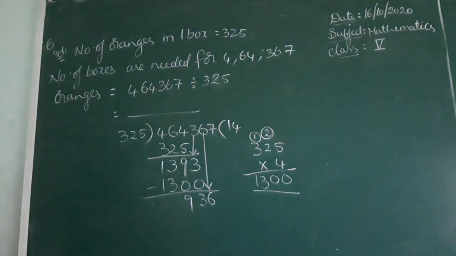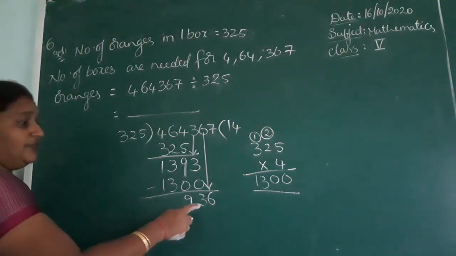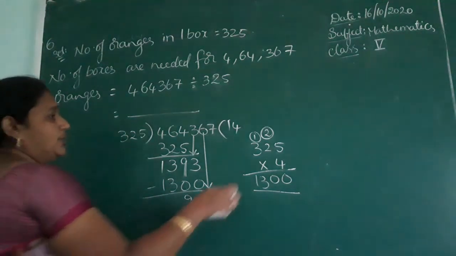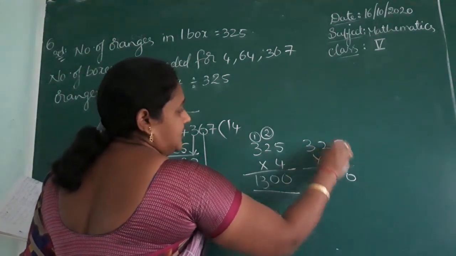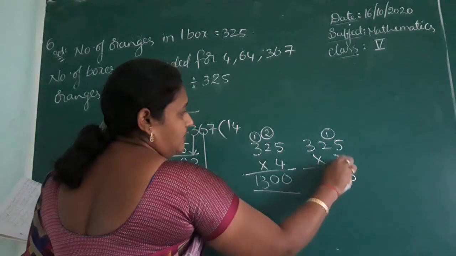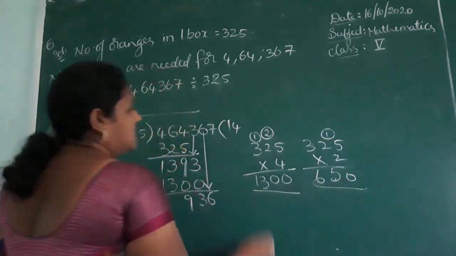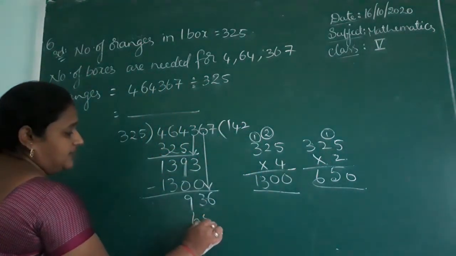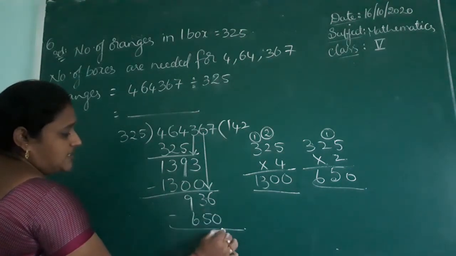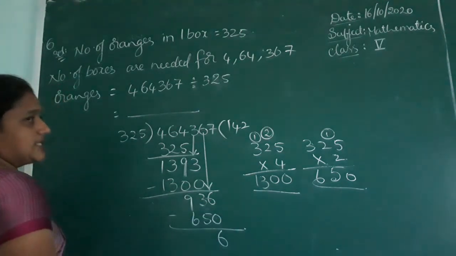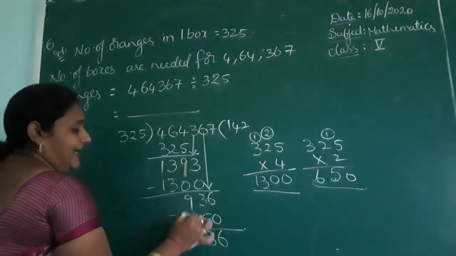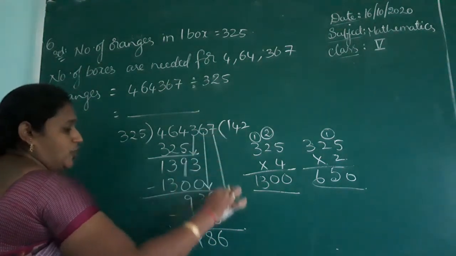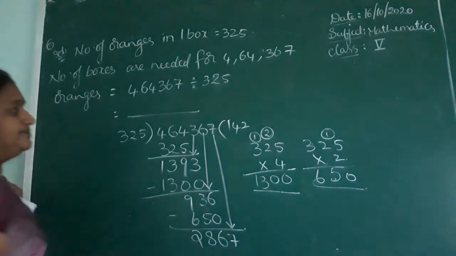3 table, 900s. 3 3s are 9. But here 3 5s are 75 (3 3s are 9 exceeds that number). So maybe 2 times. 325 2s: 2 5s are 10, 2 2s are 4 plus 1 is 5, 3 2s are 6, 650. So 2 times, 650. 6 minus 0 is 6, 3 minus 5 not possible, 13 minus 5 is 8. 8 minus 6 is 2, 286. Again drop down one more number, 7.